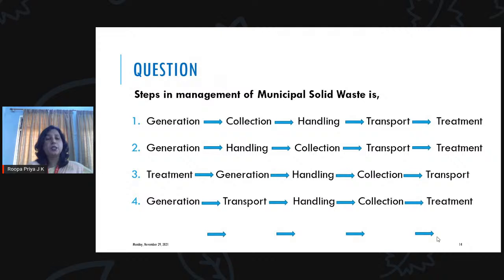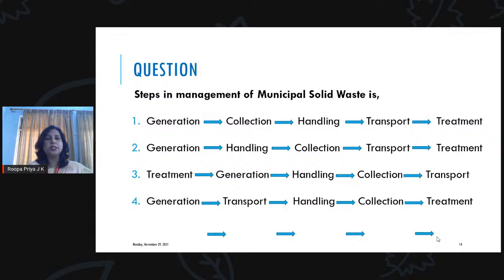Or you may be asked a question on what are the steps in management of municipal solid waste, and these could be the options. The first option could be generation, collection, handling, transport, and treatment, and the second, generation, handling, collection, transport, and treatment. Treatment, generation, handling, collection, transport is the third option, and the fourth option could be a combination of generation, transport, handling, collection, and treatment.